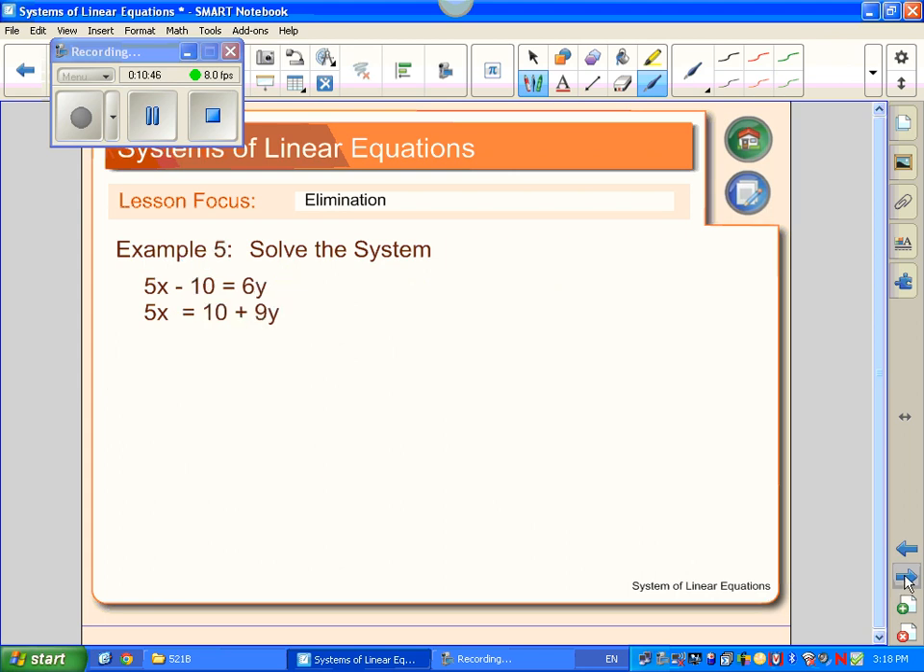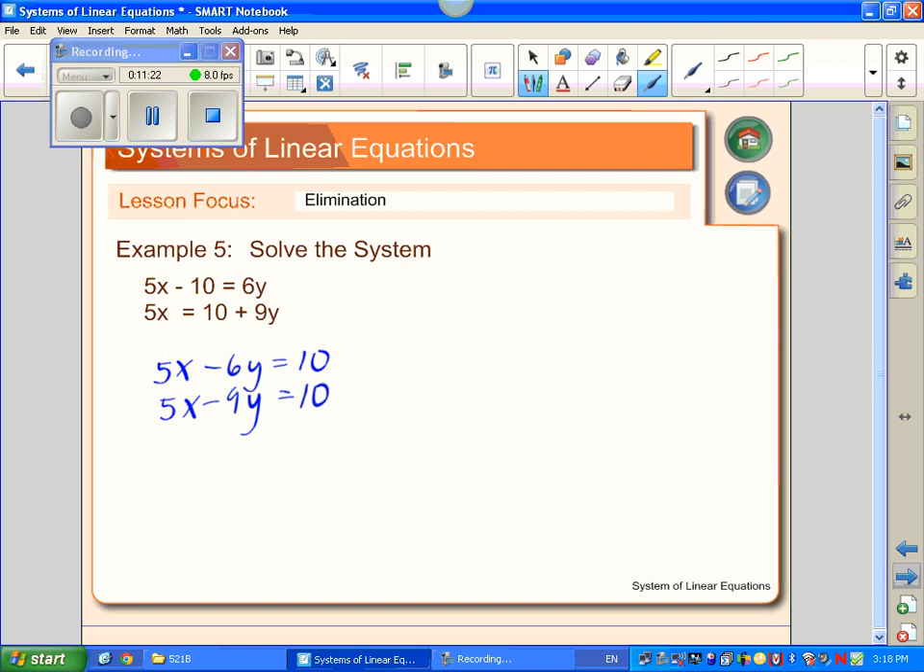Example 5. First of all, they're not lining up nicely. My x's and my constants and my y's do not line up. So the first thing I would do is to line them up. So I tend to be a creature of habit. I like having my x plus my y equals my number. So if I was to rearrange my equation to do that, I'd have 5x minus 6y equals 10. And that's for the first equation. And my second equation would be 5x minus 9y is equal to 10.